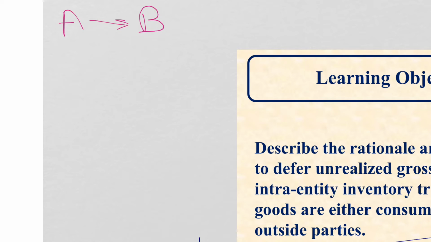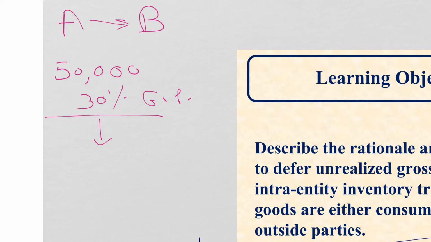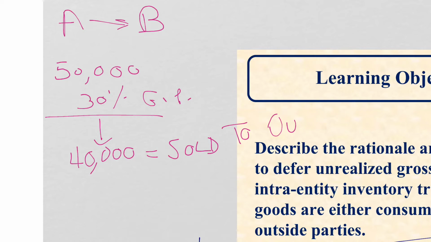And the way it worked is the sale was for $50,000 from A to B of inventory at a gross profit percentage of 30%, meaning the profit on the whole thing would be 30%. But at the end of the year, only $40,000 was sold to that outside stick figure, sold to outside. So we'll just say sold to out. That left $10,000 in the inventory between A and B.